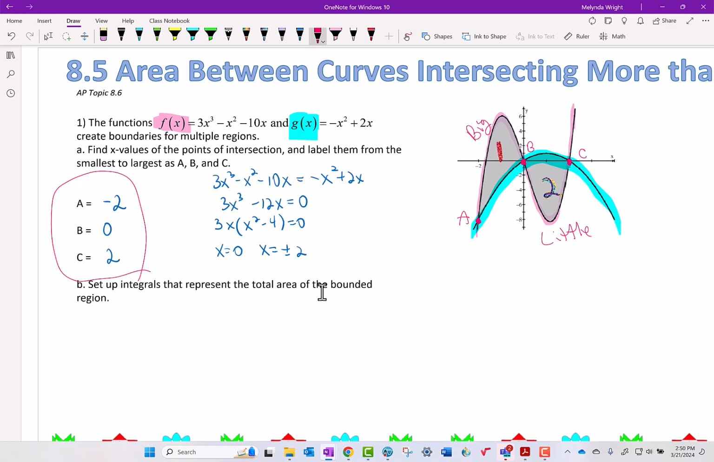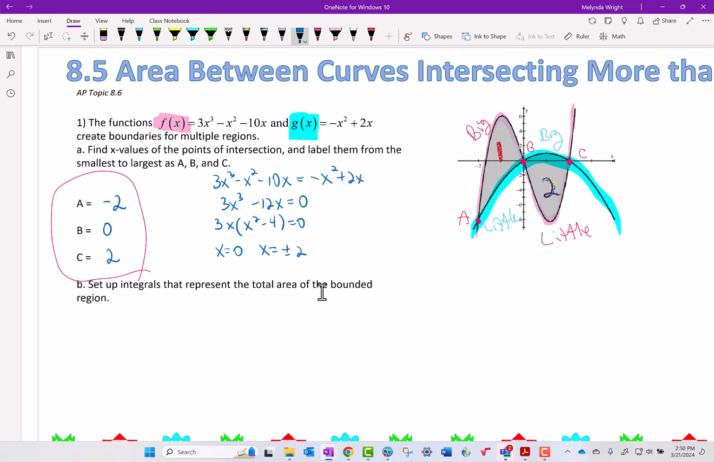And then on the blue one here, it's the little one. But then on this one, it's the big one. So they switch places. That's what happens many times when these curves intersect: the big and the little switch places. So that's why we have to do two different integrals.